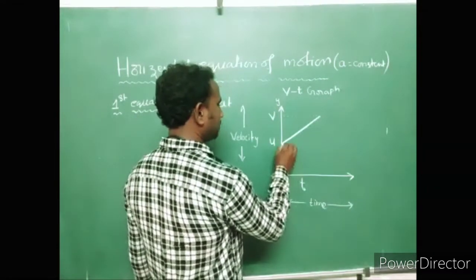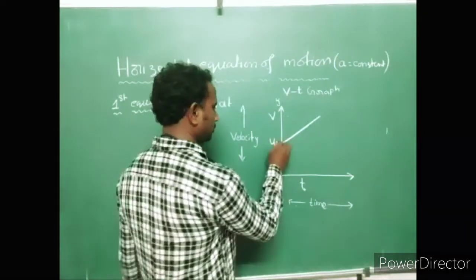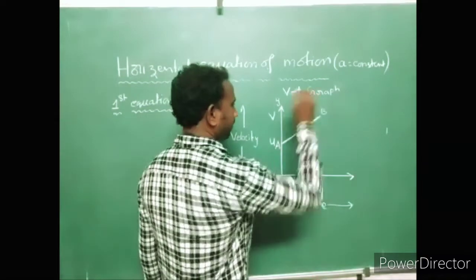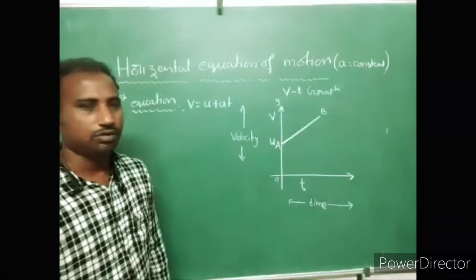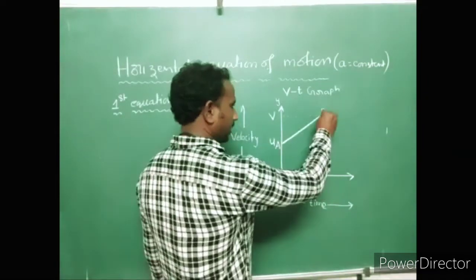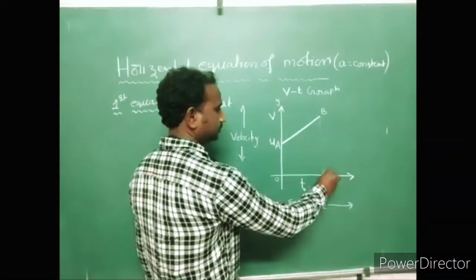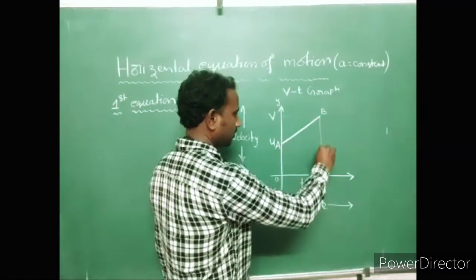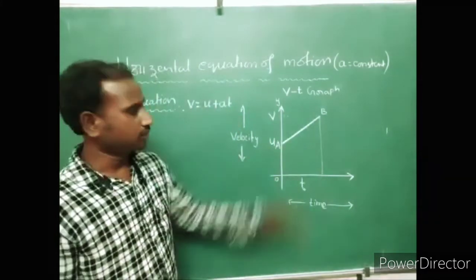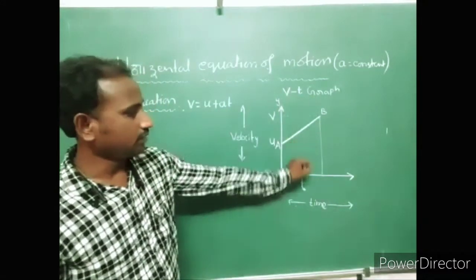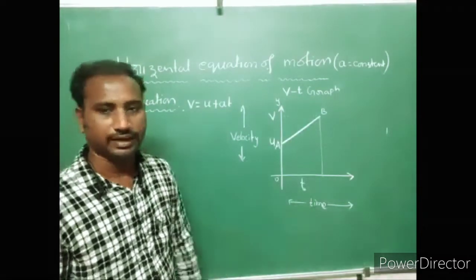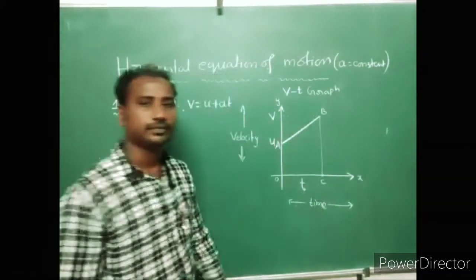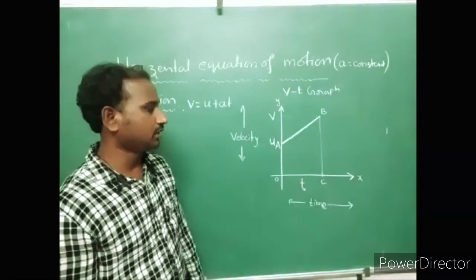Now we consider the position points. First one, initial position point A. After t time, its final position point B. Now draw one perpendicular line from B to x-axis. Then it meets at a point on the x-axis.